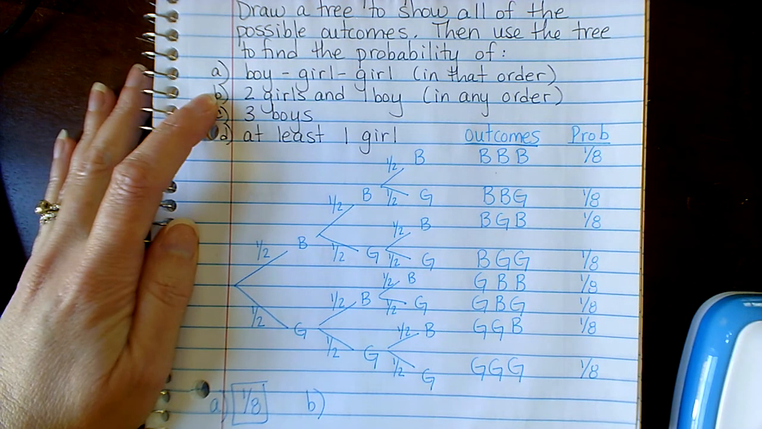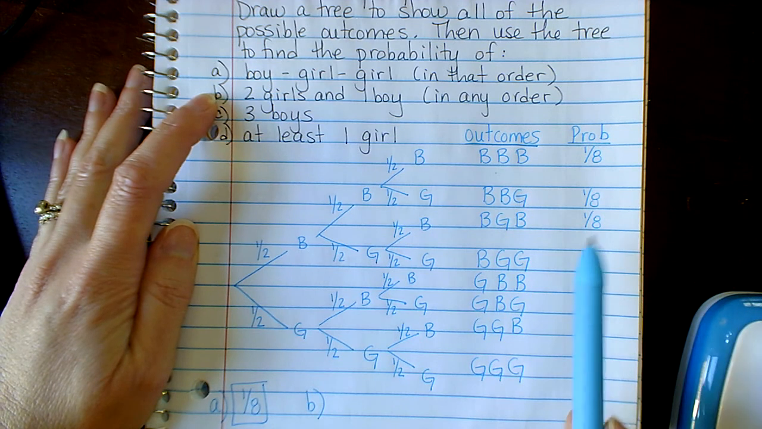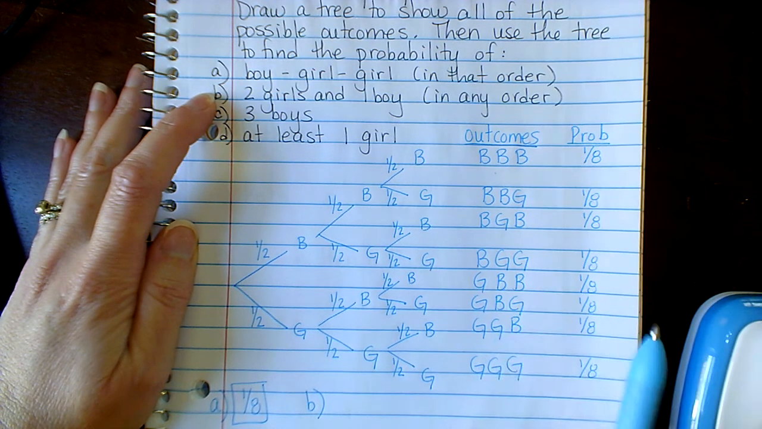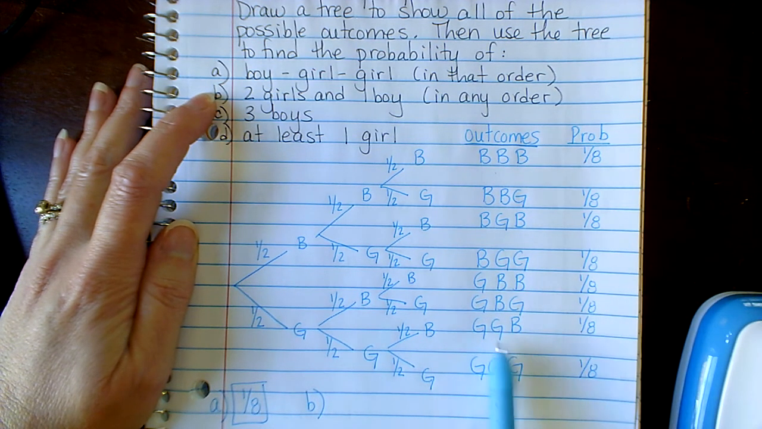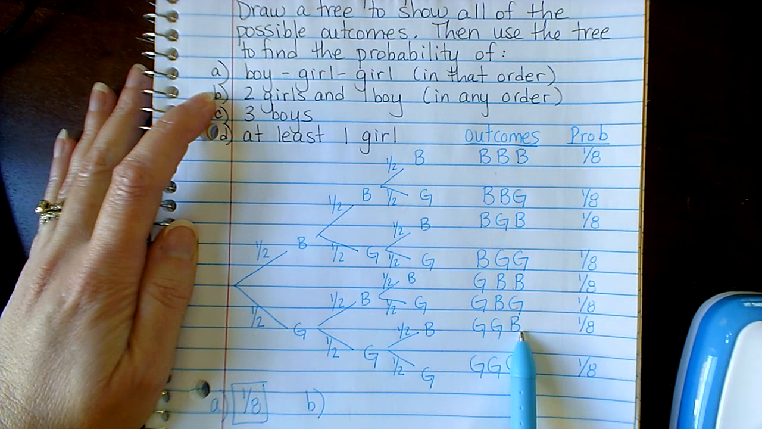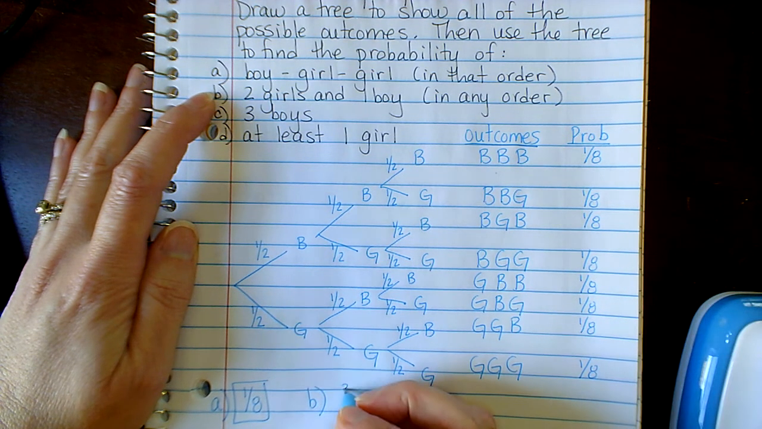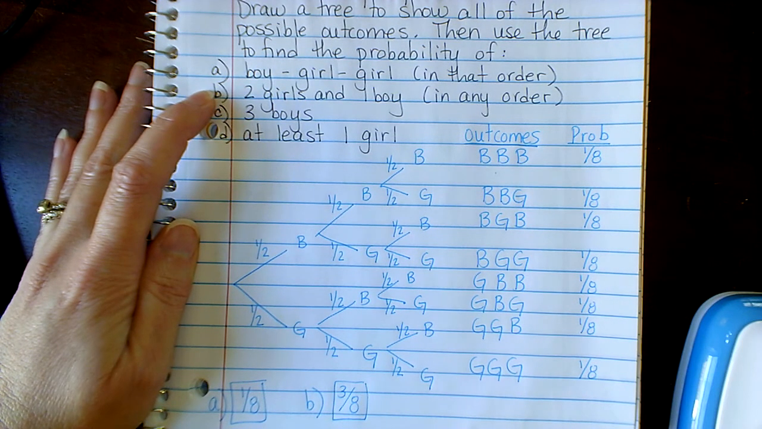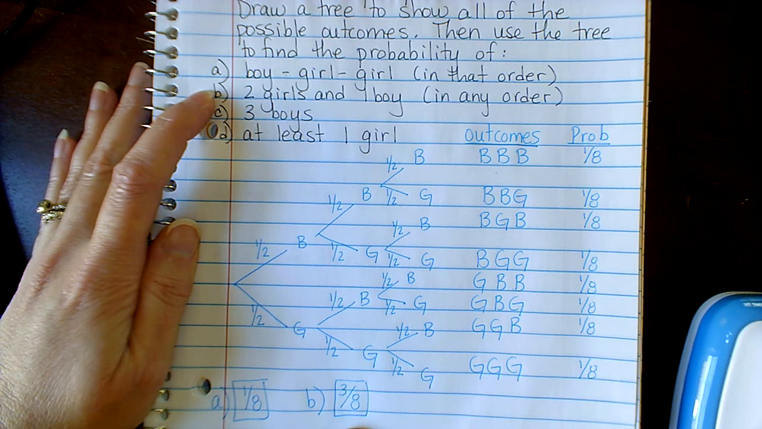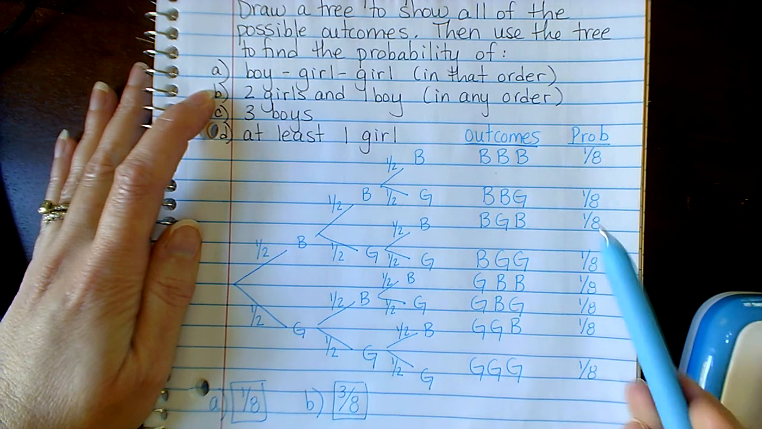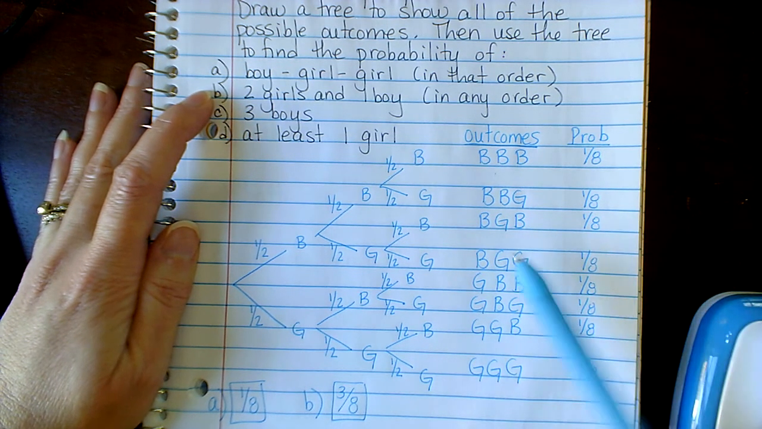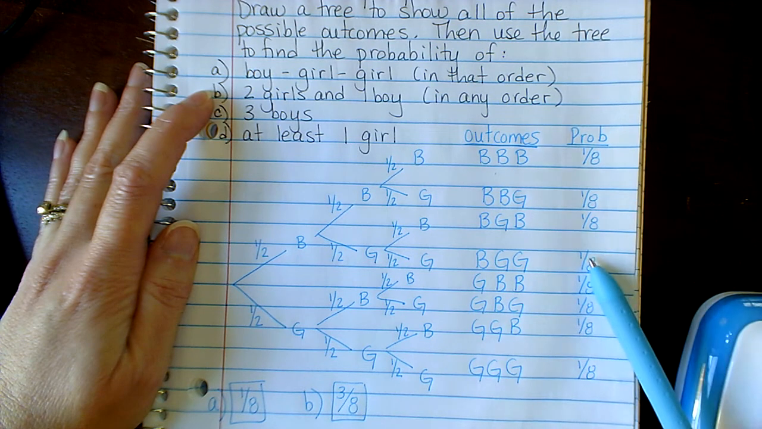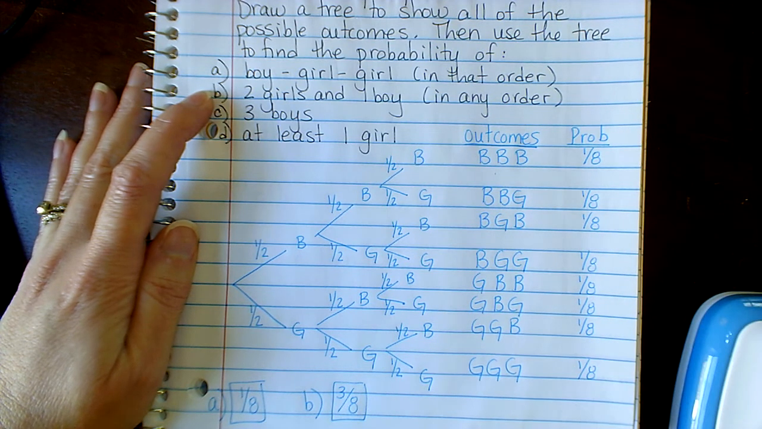B, 2 girls and 1 boy in any order. All right, 2 girls, 1 boy. 2 girls, 1 boy. 2 girls, 1 boy. 3 possible. So there's 3 of those outcomes. You can do this by saying there's 3 out of 8 outcomes, or because they're all equally likely, you can just add up the 1/8 plus 1/8 plus 1/8.